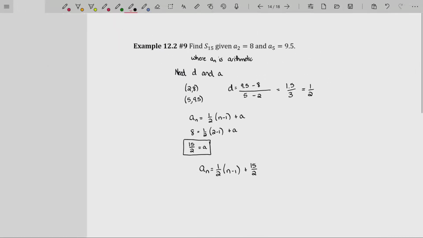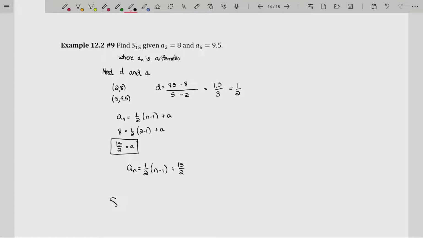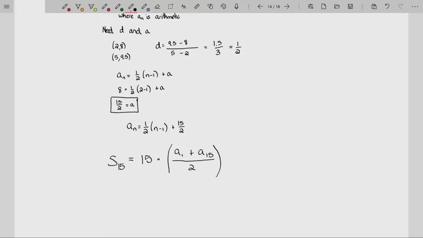And if I want to sum up the first 15 terms, you could choose whichever of those 2 formulas you want. I happen to use the averaging one. It's n, which is 15, times the average of the first term and the 15th term. That's just easier for me to remember, honestly. So much easier to remember. I'll just call it 15 halves here. The first term is 15 halves, actually, because of this.